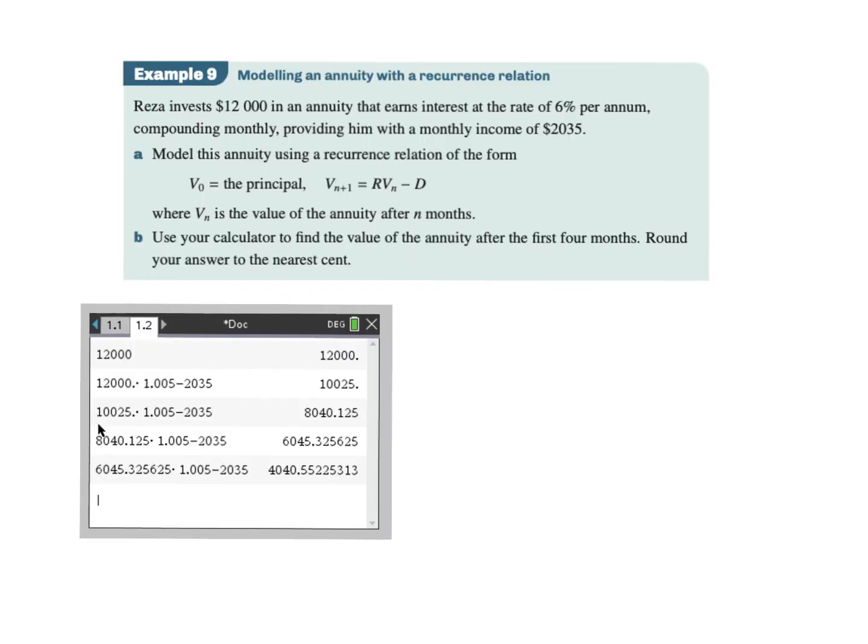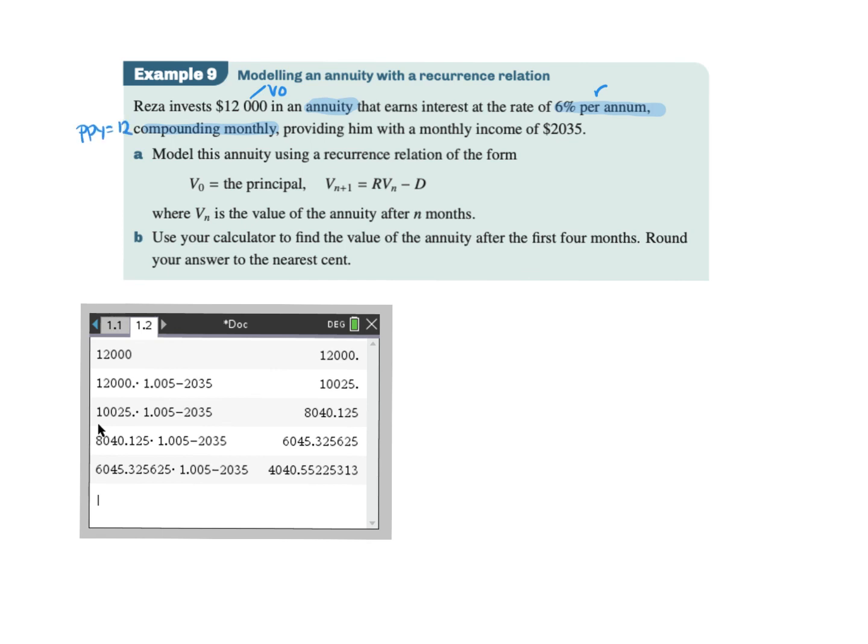It says Reza invests $12,000. So we've got the V0 here in an annuity. So we do want to start highlighting this because we're starting to get different things. So our notes, our summary sheet, will have annuities in there as well. That earns an interest rate of 6% per annum, so that is my R value. And they're going to tell me it's compounding monthly, so that gave away that PPY was 12.